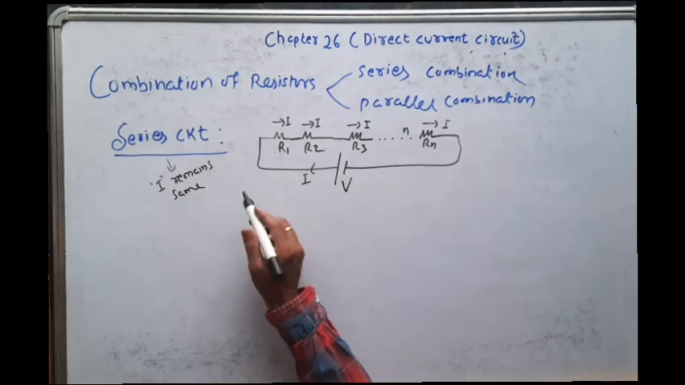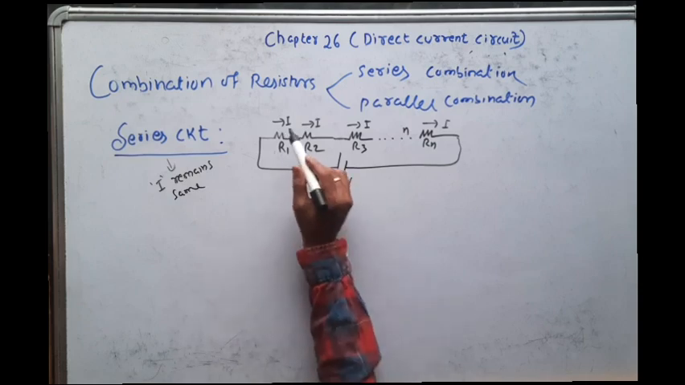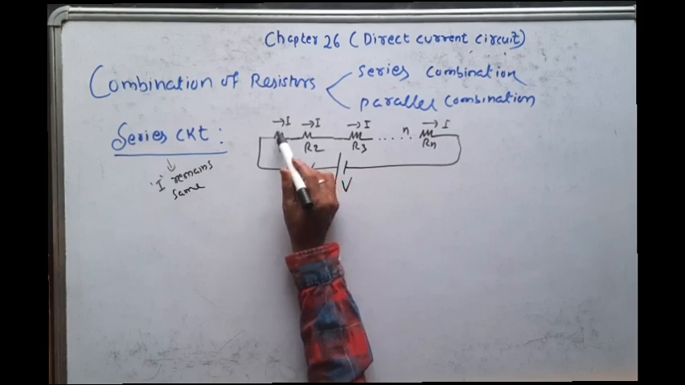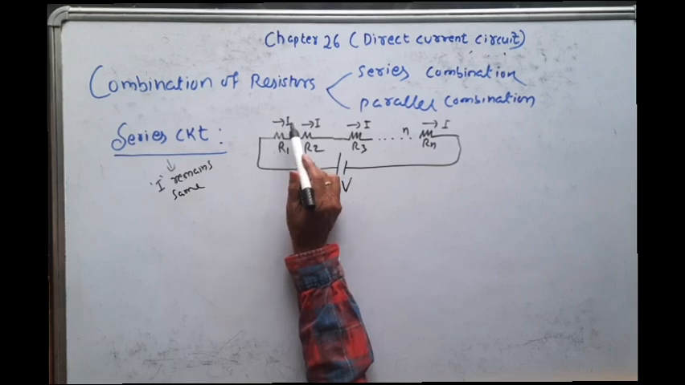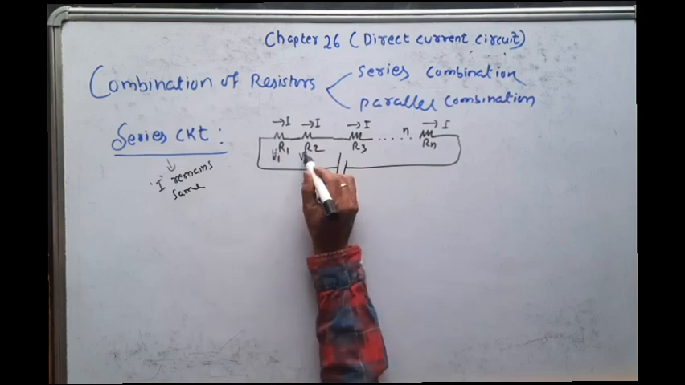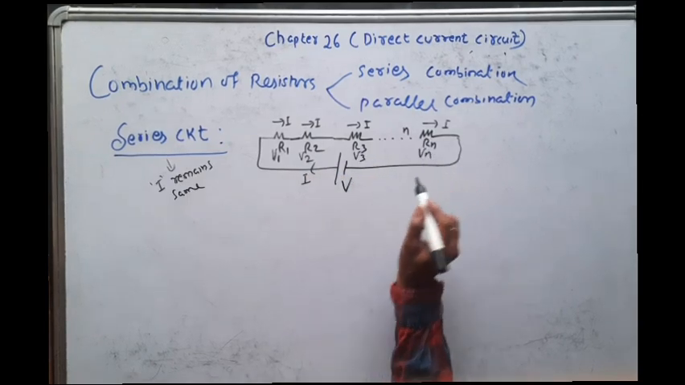Now we will apply KVL, Kirchhoff's voltage law. When current passes through any resistor, there is a voltage drop. Suppose current passing through this R1 resistor is I, resistance is R1. So what is the voltage drop across this R1? That is V1. V1 is nothing but I into R1. Here voltage drop across this resistor is V1, here voltage drop is V2, here V3, here Vn.